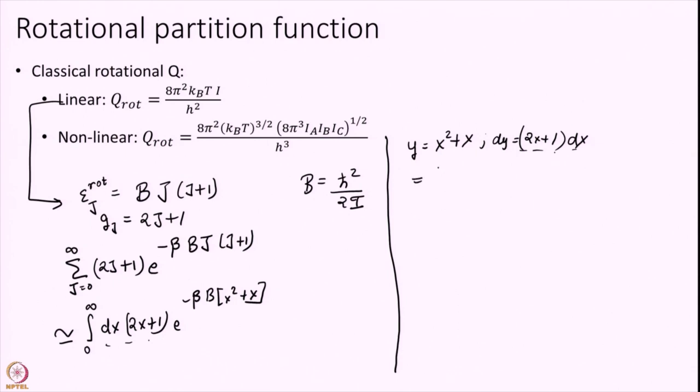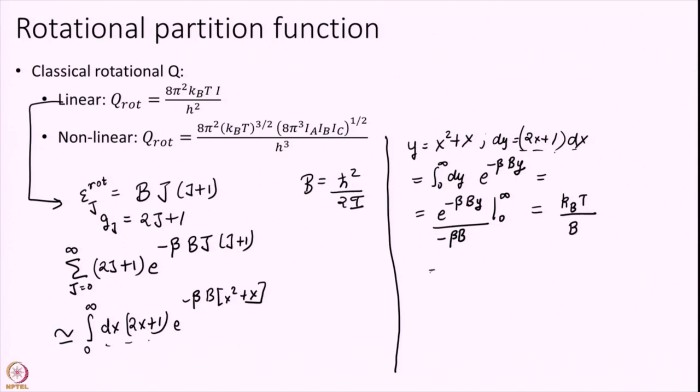So, our integral becomes 0 to infinity dy e to the power of minus beta B y, which is an easy integral to do. This is equal to e to the power of minus beta B y divided by minus beta B from 0 to infinity. Once you put in the limits, you can show this is equal to kbT over B.